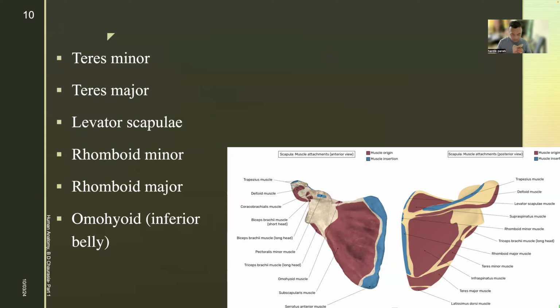The levator scapula is inserted along the dorsal aspect on the medial border, from the superior angle to the root of the spine. Then rhomboid minor is inserted on the medial border, opposite the root of the spine, and over here, between the root of the spine and inferior angle, you have rhomboid major.